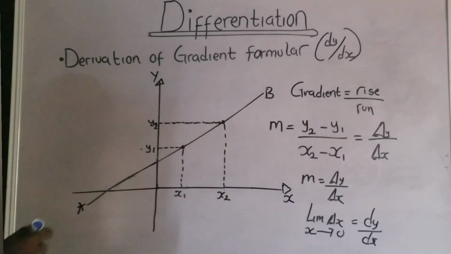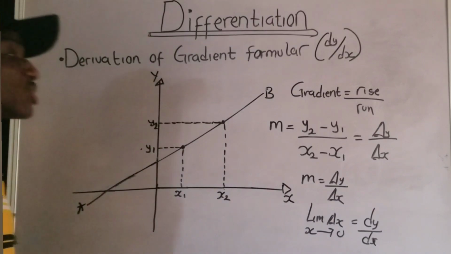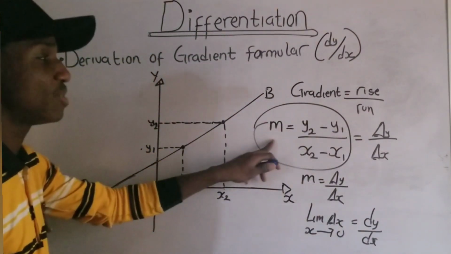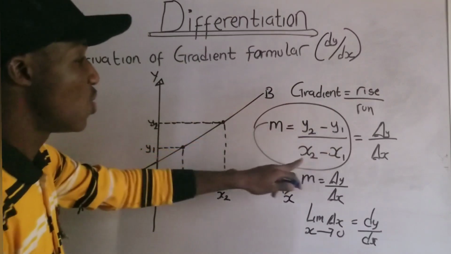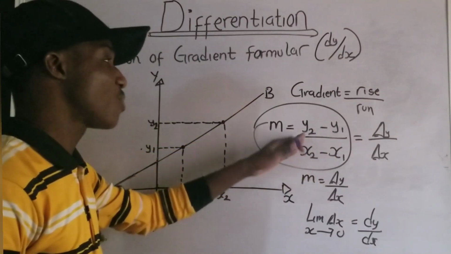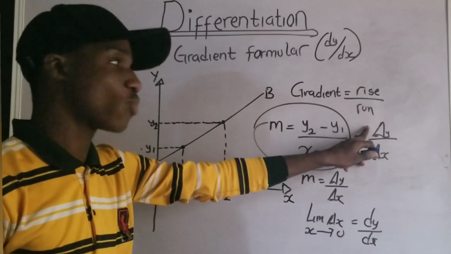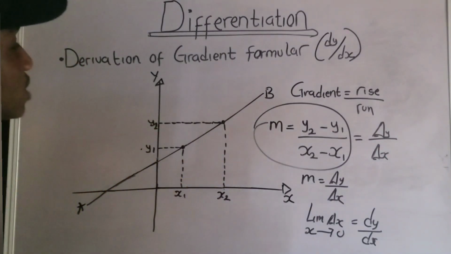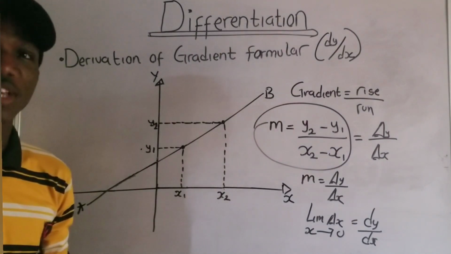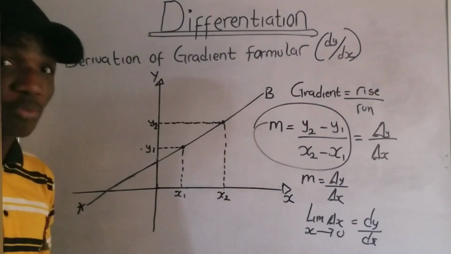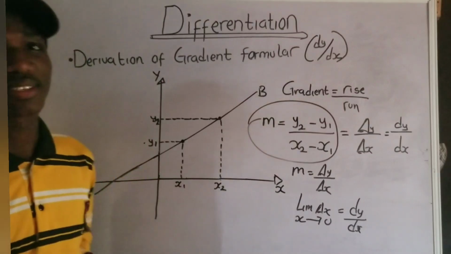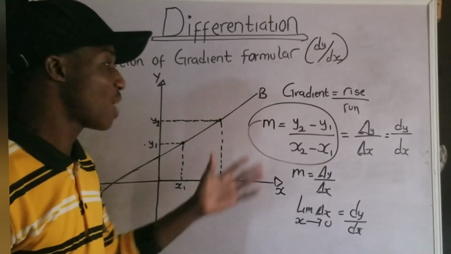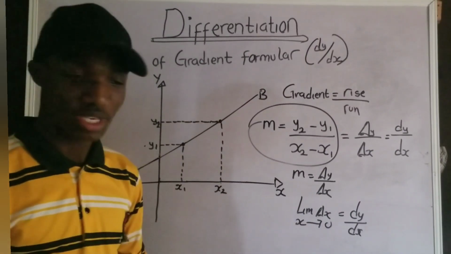So now we have known the formula for the gradient of a straight line. m is equal to y2 minus y1 over x2 minus x1, where y2 minus y1 is the change in y, all over the change in x. Now we are going to use this formula to compute the gradient of a straight line through two given points.